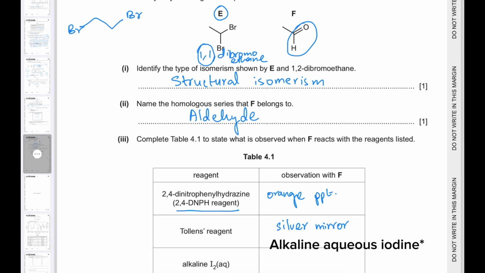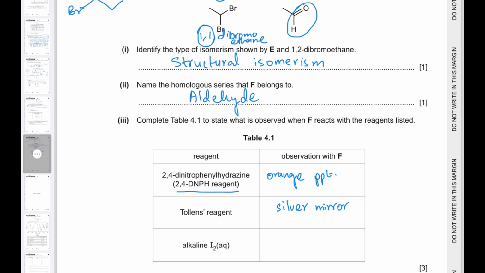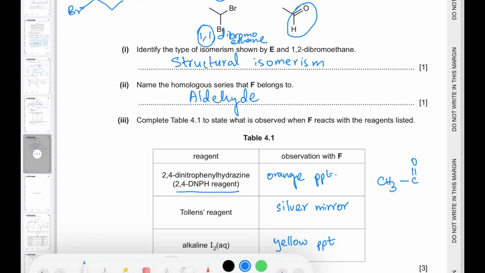With alkaline aqueous iodine, you will see the formation of a yellow precipitate, and that's because compound F has a terminal methyl group that's bonded to the aldehyde group. You would observe the same reaction if this terminal methyl group was bonded to a carbon that has a hydroxyl group, or if the terminal methyl group was bonded to a carbonyl carbon.